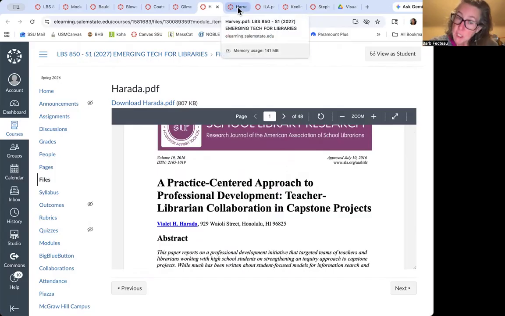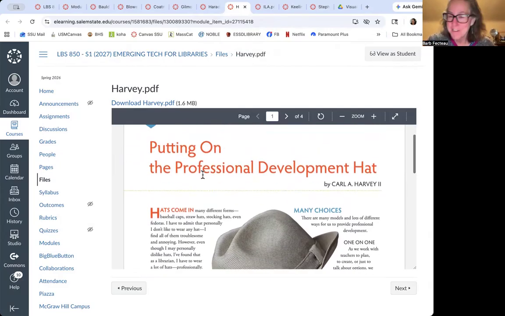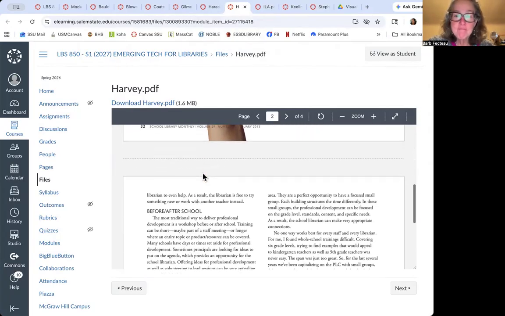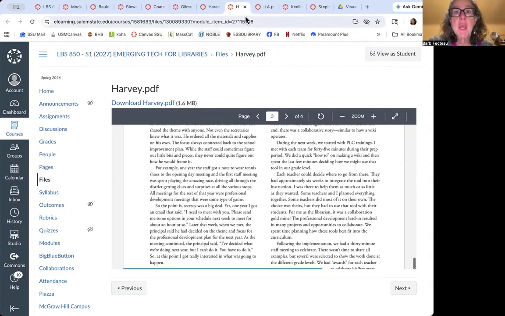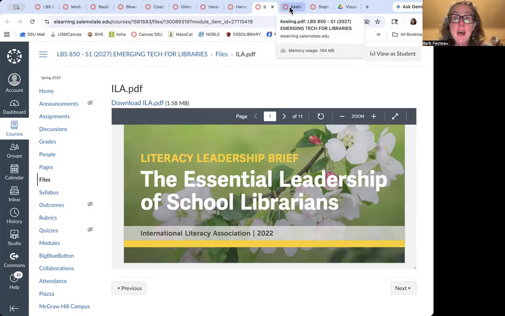It's a little dense, but if you want to stretch your wings a little bit, then people love this hat for some reason in the discussion. They always talk about the hat, but this is just a really good, be confident enough to do this. What are some good plans for it? That kind of thing. Then this one is the literacy leadership brief, the essential leadership of school librarians, which is just nice. We are leaders. We need to own that.